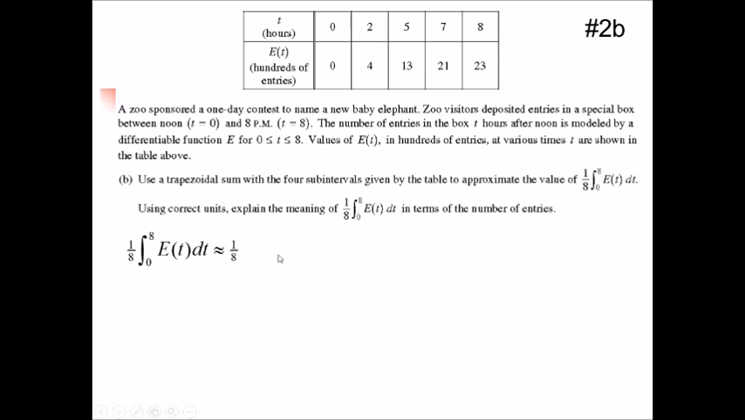So these each have a setup of base 1 plus base 2 over 2 times the height. So for my first trapezoid, going from 0 to 2 here, I have a base of 0 plus a base of 4 divided by 2 over the height of 2, and I get the height by just finding the distance between the times here. And then next I have a 4 plus 13 over 2 times a height of 3. Then 13 plus 21 over 2 times a height of 2. And finally, 21 plus 23 over 2 times a height of 1 from 7 to 8.